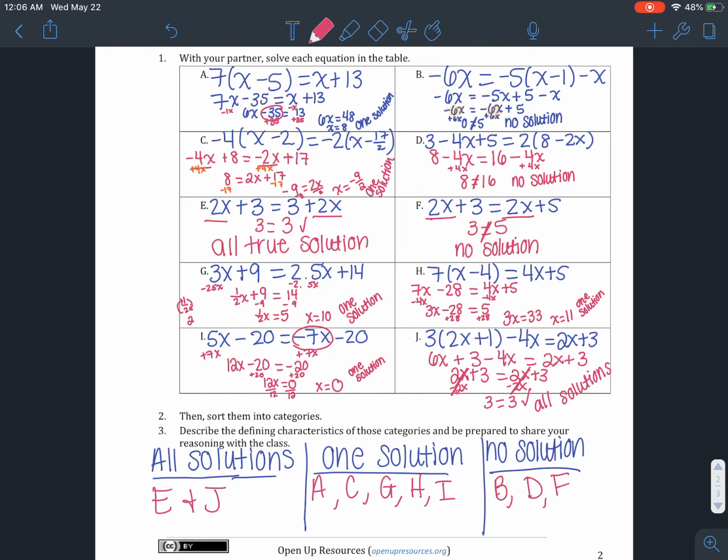Okay, so looking at this, we can be able to sort these based upon these 3 categories. There will be some questions on your test that will be very similar to this. You're going to be given an equation. You're going to tell me 1 solution, no solution, or all true solutions. Okay, so please make sure this is a really great activity. These are really great questions for you that you are going to be looking at, and these are good practice problems for you.